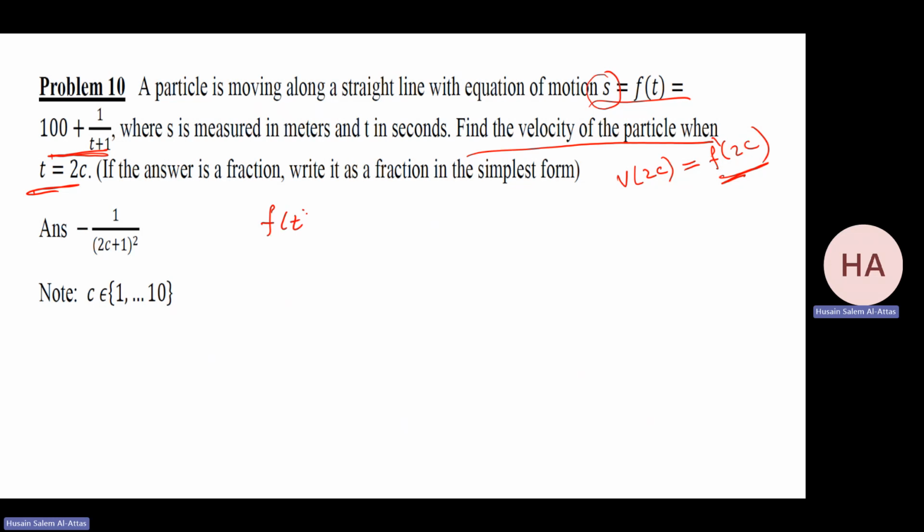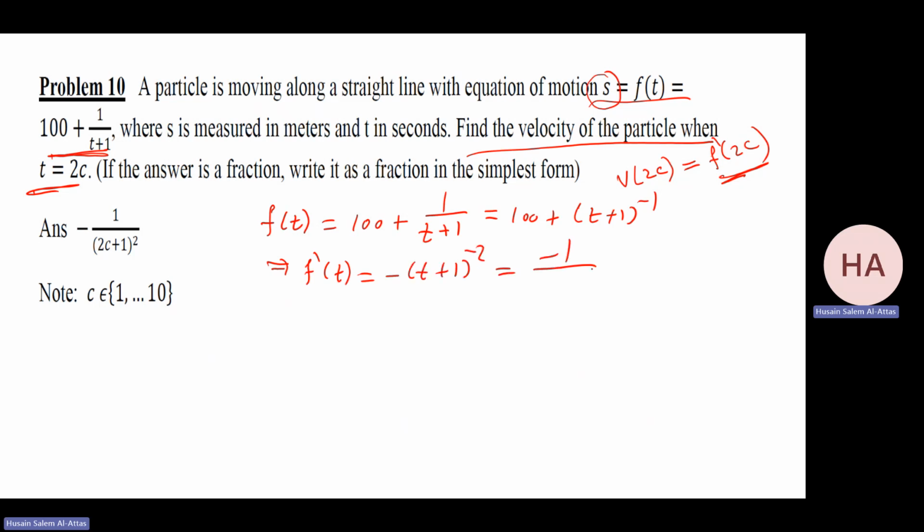Now this is the function. This is f of t, 100 plus 1 over t plus 1. Or I can rewrite it as 100 plus (t plus 1) to the power -1. I will find the derivative 2 ways. So that means f prime of t will be minus (t plus 1) to the power -2, which is -1 over (t plus 1) squared. So at 2c, v at 2c equals f prime at 2c, which is -1 over (1 plus 2c) squared, which is this answer.